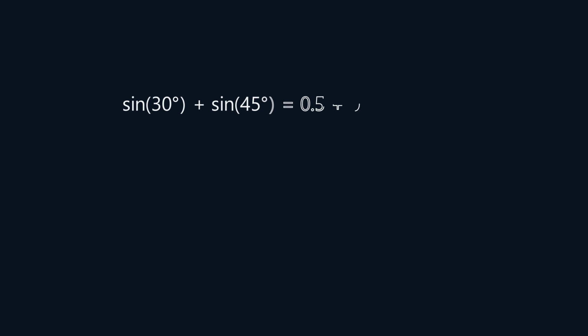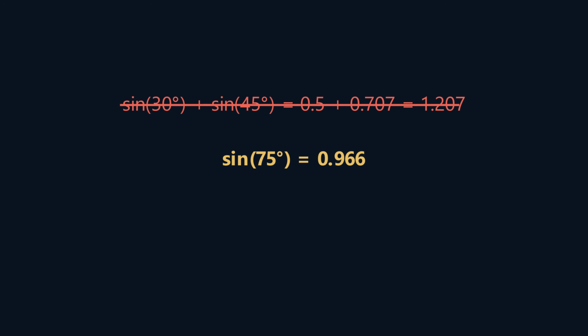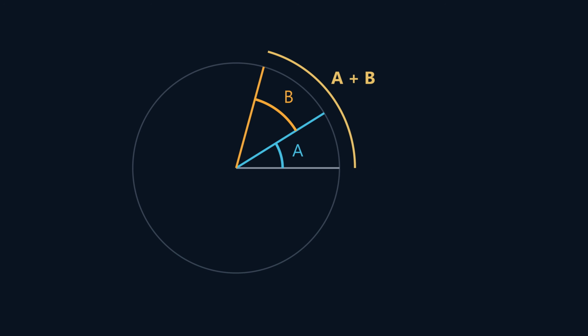Suppose you know the sine of 30 and the sine of 45. What is the sine of 75? The tempting answer is to add them. The tempting answer is wrong, and it is wrong by a lot. Sine is not linear. You cannot break an angle apart and add the pieces, but there is a formula that does it properly, and it is the most important identity in the subject, because it is really a statement about combining 2 rotations into one.